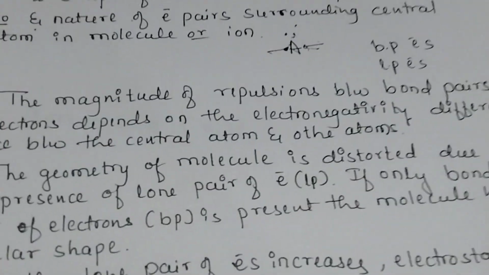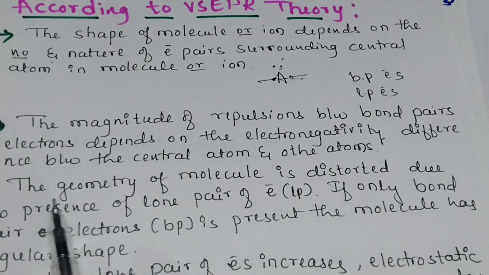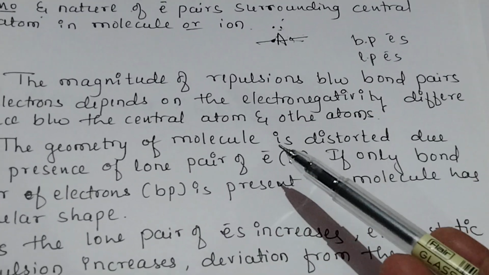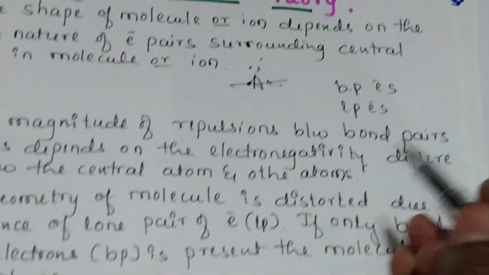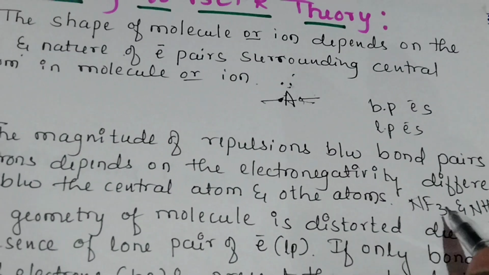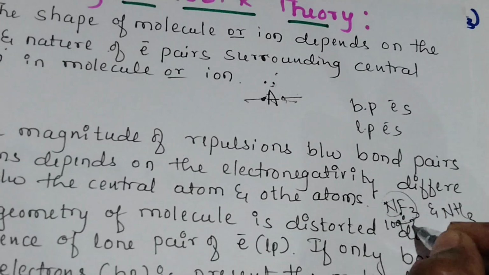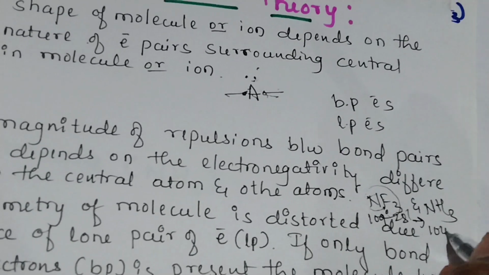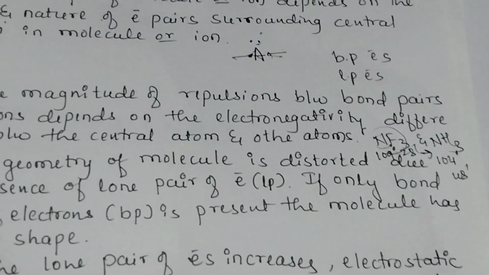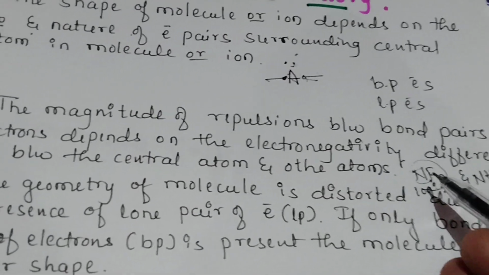So the next postulate: the magnitude of repulsion between bond pair electrons depends on the electronegativity difference between the central atom and the other atoms. The repulsion between a lone pair and bond pair electrons depends on the electronegativity difference. We know NF3 and NH3. The repulsion occurs more in NF3 and the bond angle reduces from 109 degree 28 minute to 104 degree 48 minute. So if the repulsion occurs, it reduces the bond angle as well as distorts the shape of the molecule.